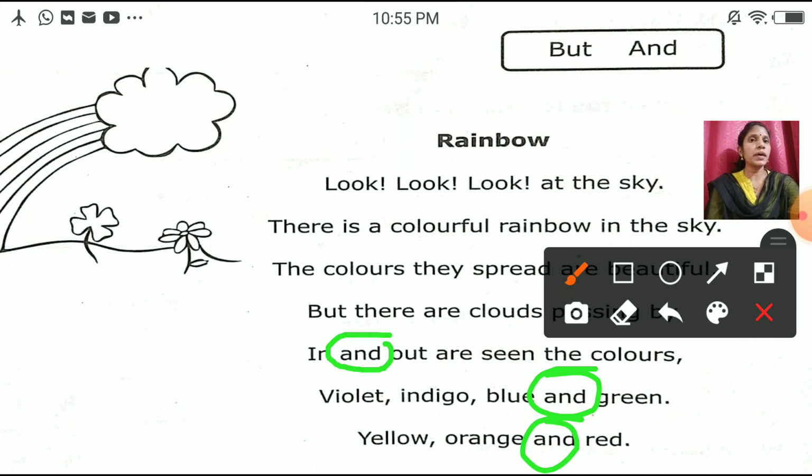Now we have to see "but". Where you can see the "but"? Yes, in the fourth line. "But". Okay children, have you all circled it? Okay. Now let us go to the next exercise.